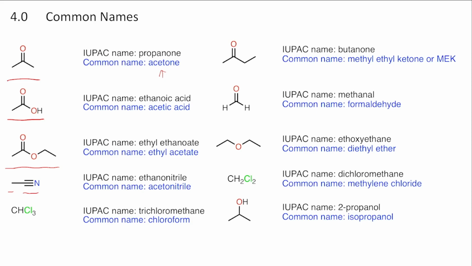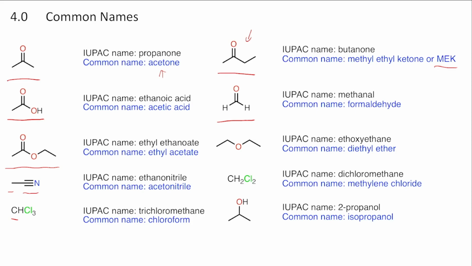The next compound is a single carbon with 1 hydrogen and 3 chlorines. This would be called trichloromethane. It's the IUPAC name, but the common name for this is chloroform. This next one is a ketone as well on a 4-carbon chain, so this would be called butanone. The common name for this is methyl ethyl ketone, which is an older name, or sometimes MEK. It's a common solvent used in lots of different applications.